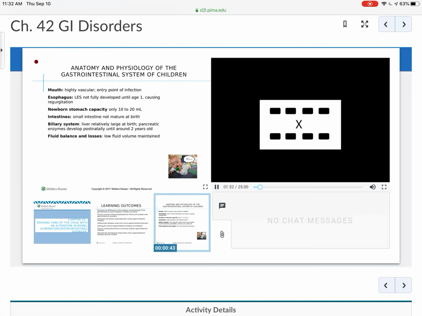If there's any edema or swelling of the esophagus, they can have dysphagia, so painful swallowing. Newborns have very small stomachs, so that comes into play a little bit with medications, giving them to infants because their stomach is always full. Small intestine's not fully functional at birth. And then fluid and electrolyte balances, they have severe difference with adults, which causes them to become dehydrated quickly. And so maintaining that fluid and electrolyte balance is really important.